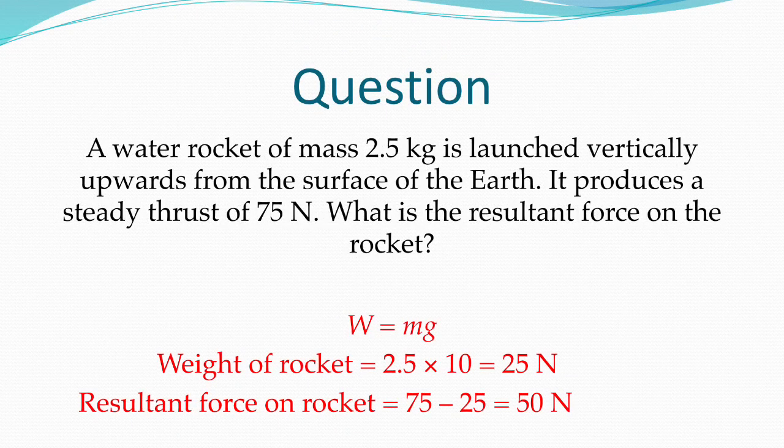So the weight of the rocket is just its mass times g, so 2.5 times 10 gives us a weight of 25 newtons. Then the resultant force is the 75 newtons of thrust acting upwards minus the 25 newtons of weight acting downwards, giving us a total resultant force of 50 newtons upwards.